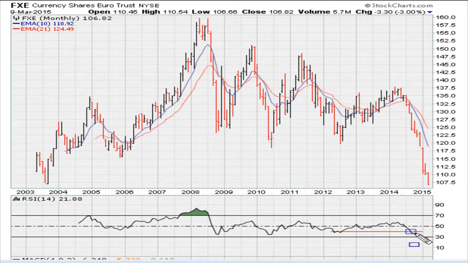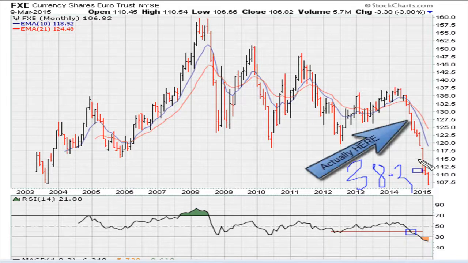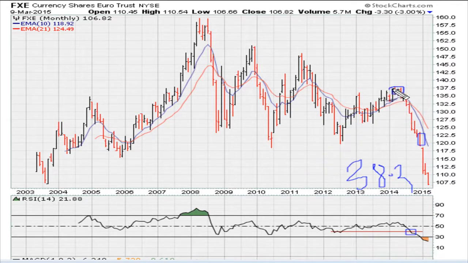which gave you that break and the move below 38.2, which happens to be somewhere around here, around there. So the question is, is there a method that could have given us this high? I'll say yes. We have to go back to the previous break here, which corresponds with this RSI break there, and draw a simple straight line.